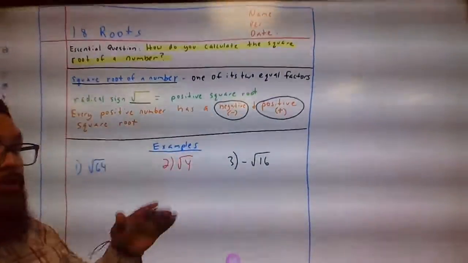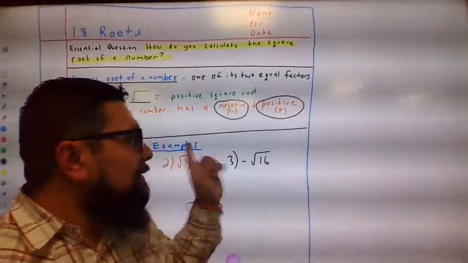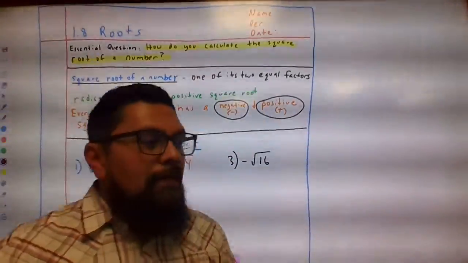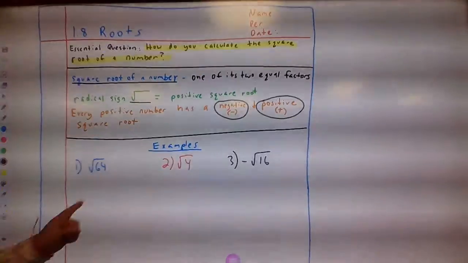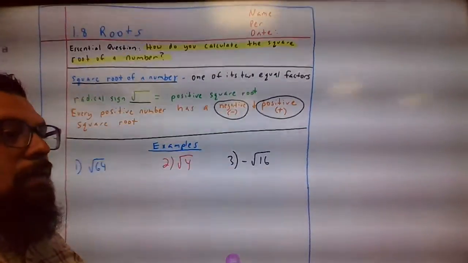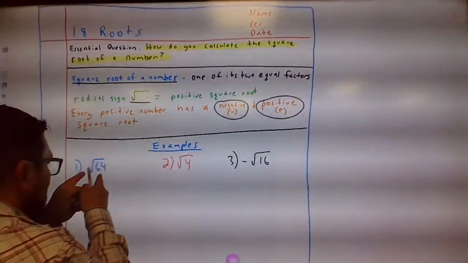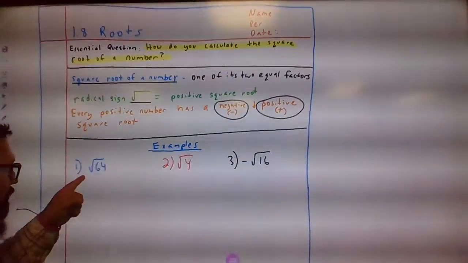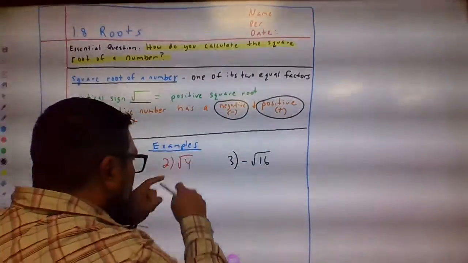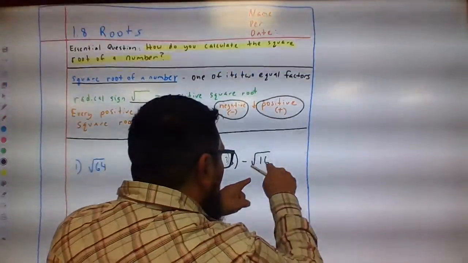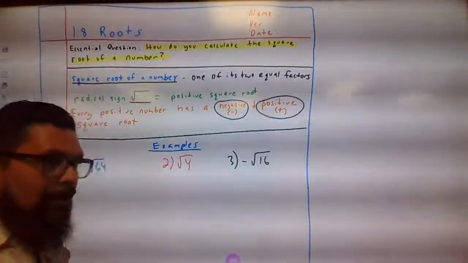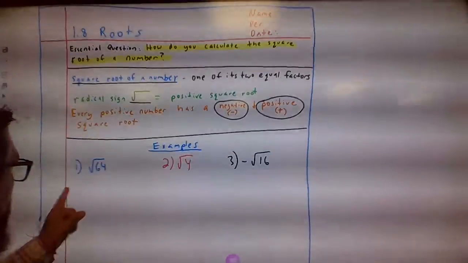Now these examples are on this slide right here. If you can't see them very well, they're on this slide. Find the square root of each number. That's what this means. This little symbol right here means find the square root. Find the square root of 4, and then find the square root of 16 with a negative in the front. Okay? So let's go to the first one.